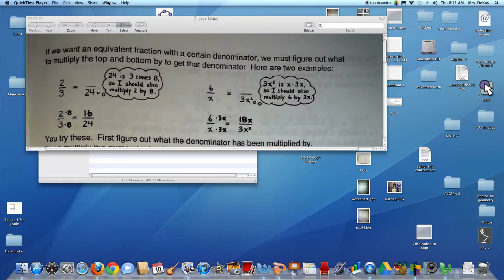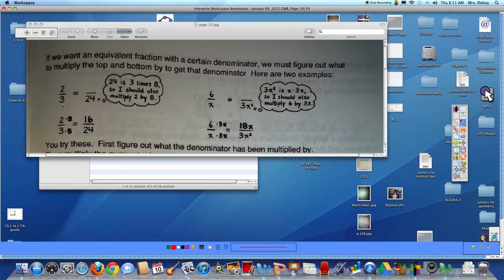Okay, if you know what you want your denominator to be, you figure out 3 times whatever is 24, and we discover that that's 8. So you must multiply the top and the bottom by 8, because this is 1. And 2 times 8 is 16, so you're 16.